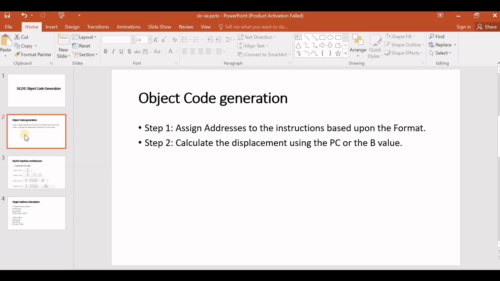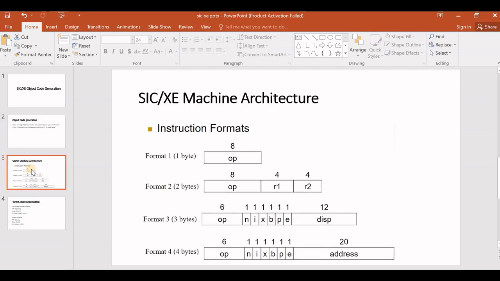Before going to the actual code generation, we will have a quick recap of the SIC-XC instruction formats. There are basically 4 different types of instruction formats in SIC-XC: format 1, format 2, format 3 and format 4, based upon the number of bytes each format instruction takes. In case of format 1, the entire instruction is only 8 bits in length. That is, the total length of the instruction in format 1 is 8 bits, that is 1 byte, and it has only the opcode.